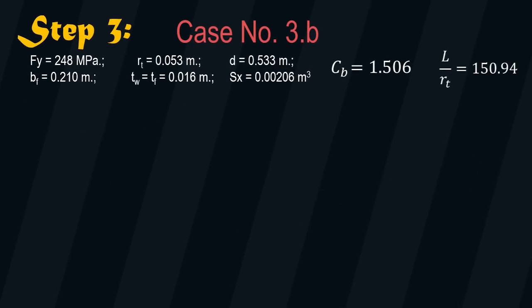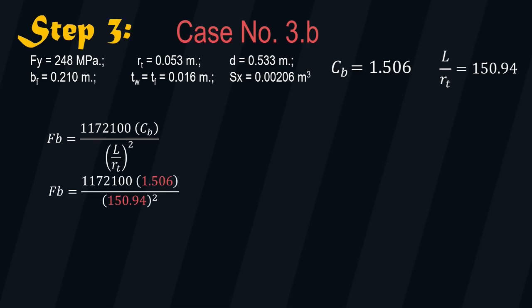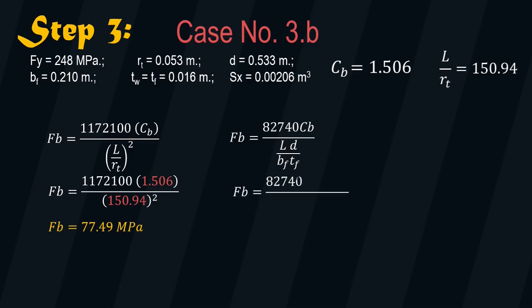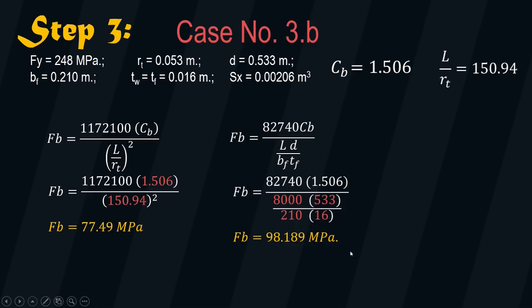Step number 3, since we are in case number 3.B, we'll need to solve for the value of FB, and we'll be using this formula, because we are in case number 3.b. Substituting the value of CB and the slenderness ratio, we have FB equal to 77.49 megapascal. But that's not yet your final answer, because you still need to check if it is not lesser than the value of this FB. For this one, the value of FB is equal to 98.189 megapascal. Obviously, this is higher than the other value, so we'll use this one as our FB.